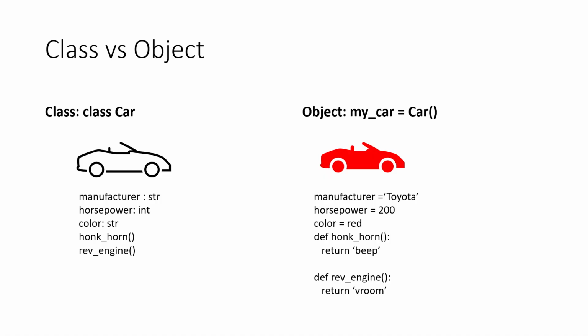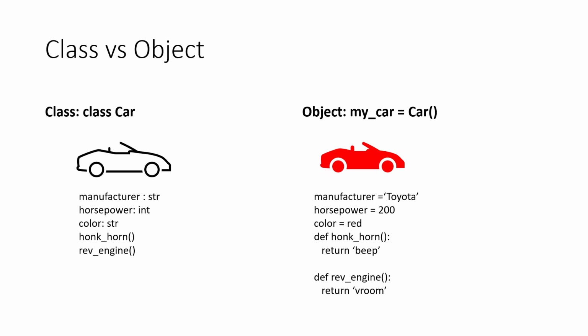Let's take a look at a more concrete example of a class versus an object. In the case here, the item on the left is a car class. It defines three attributes: manufacturer, horsepower, and color. And it also has two functions: honk horn and rev engine. The class just tells us what we can expect when we create a car object or if we are given a car object. The item on the right is an instance of the car class.